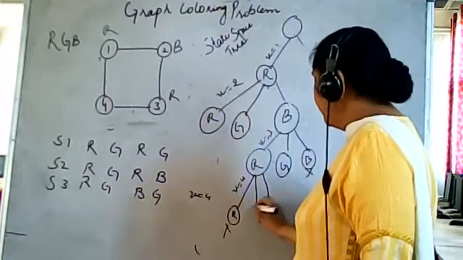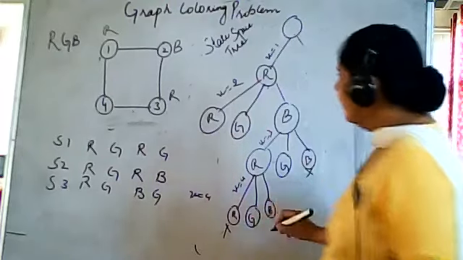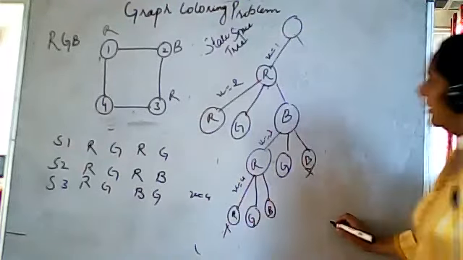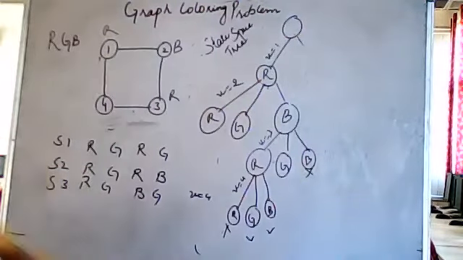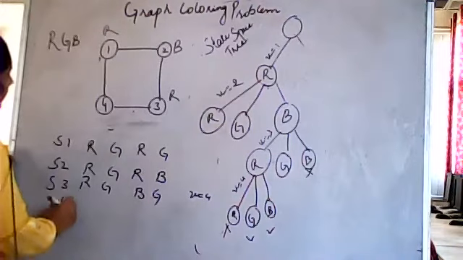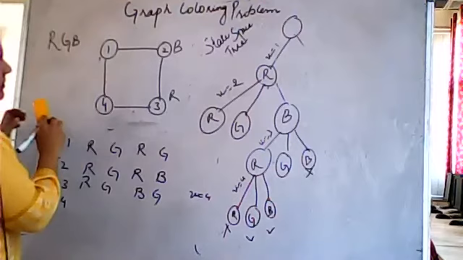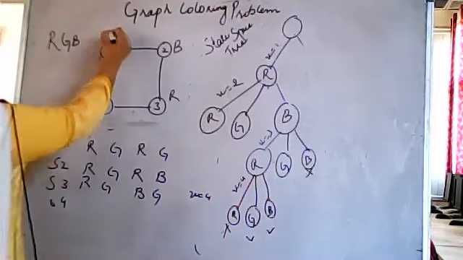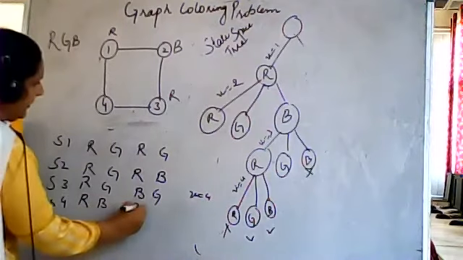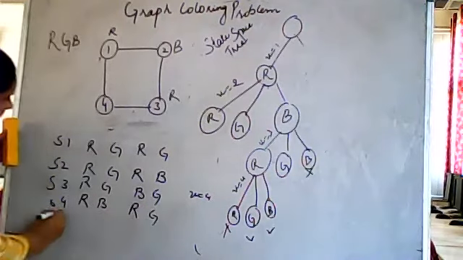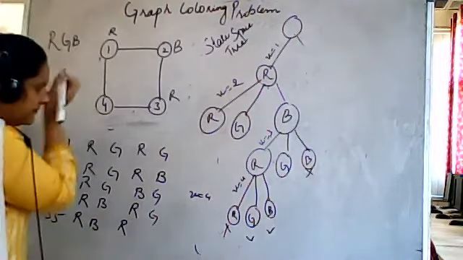We cannot paint 4 with red color because I have been stopped by the bounding function, but I can give it green or blue color. So my two solutions would be: S4 will be this way. Red, blue, red, green. S5, red, blue, red, blue.